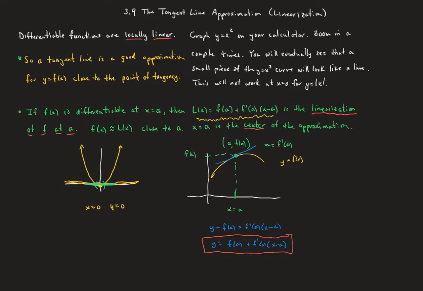So it may look really abstract and kind of exotic, but really this is something we've done quite a bit of already. We can find the tangent line to a curve, and then we can use that to approximate values of the curve that are somewhere close to the x value of the point of tangency. Let's see what an example of this is going to look like.